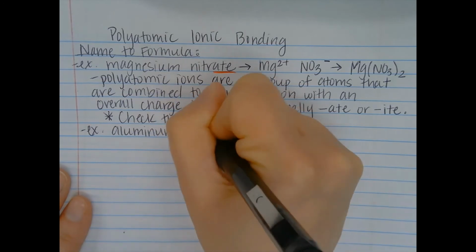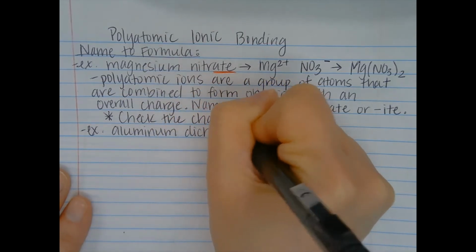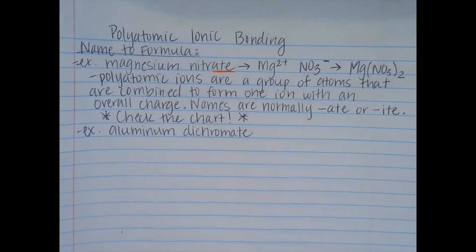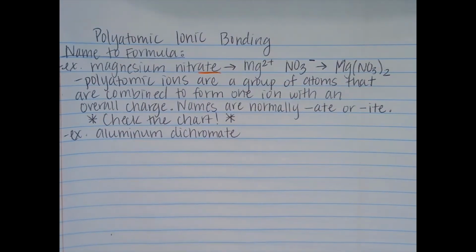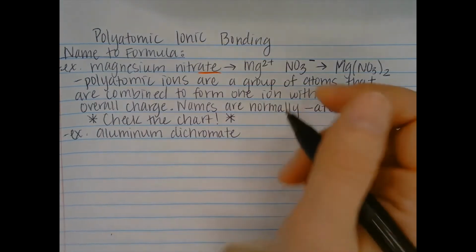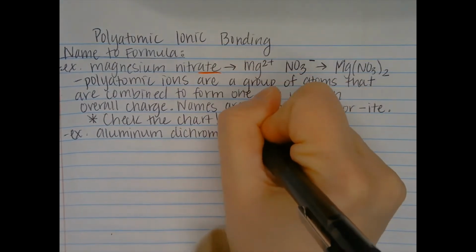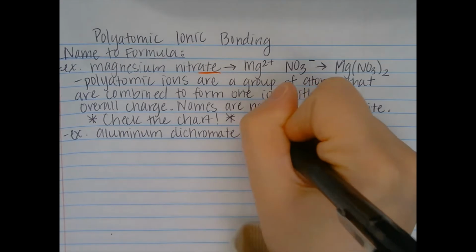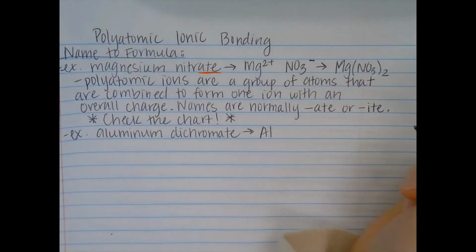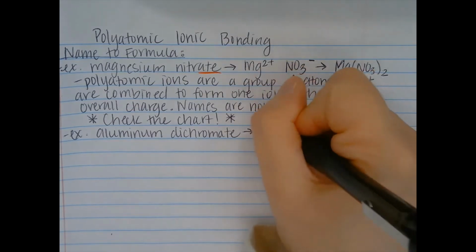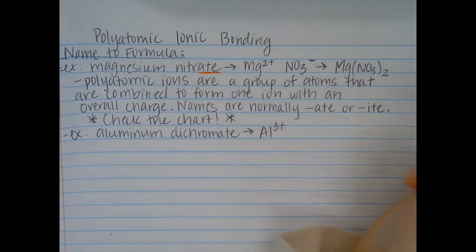Aluminum dichromate. Okay, well, aluminum sounds familiar, right? We've used aluminum before as one of our main group cations. So I'm going to write aluminum, and I know that aluminum is in group 3A as a metal, so it's going to lose 3 electrons and will form a 3+ charge.